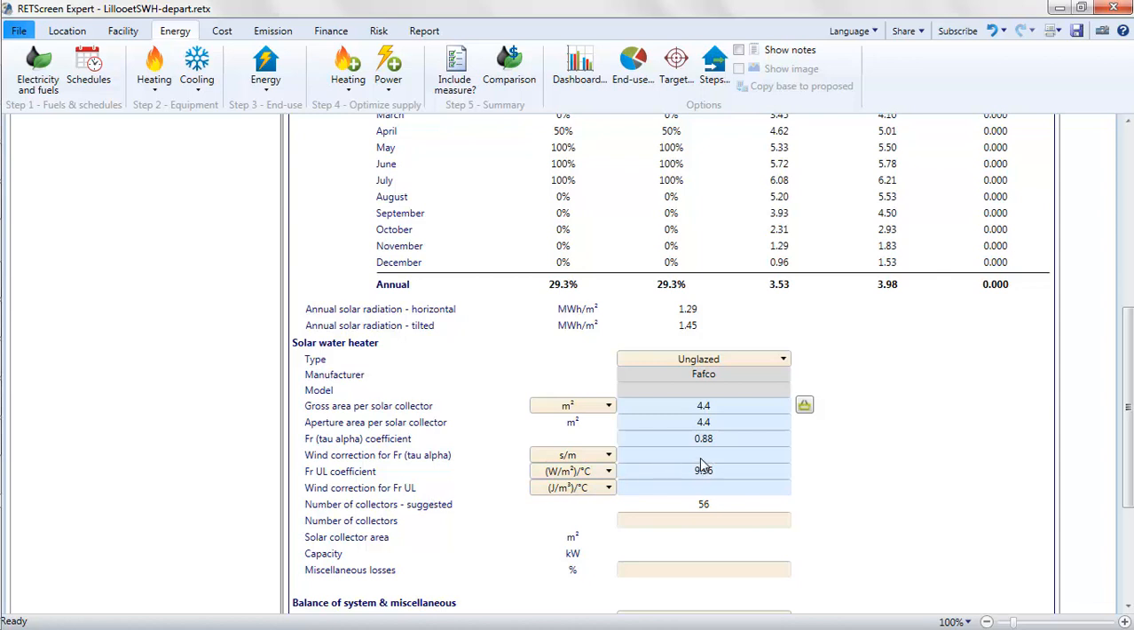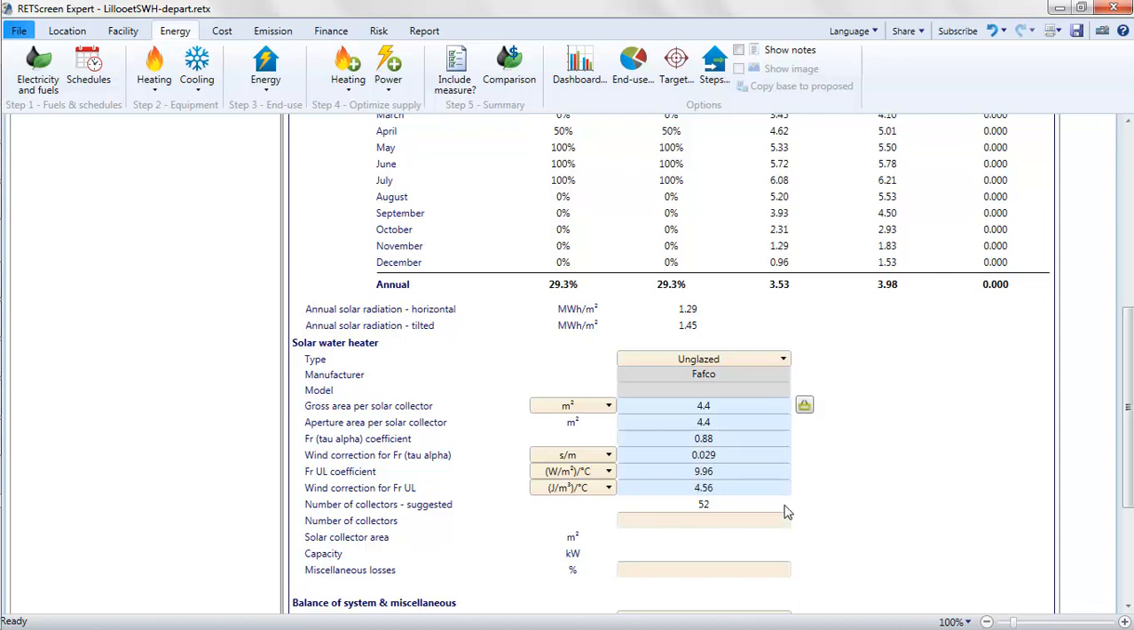The FR tau alpha coefficient describing optical efficiency declines with higher wind speeds by an amount equal to an adjustment factor multiplied by the wind speed experienced by the collector. The adjustment factor for this model of collector is 0.029. The FRUL parameter characterizing thermal losses increases with higher wind speeds by an amount equal to an adjustment factor multiplied by the wind speed experienced by the collector. The adjustment factor for this model of collector is 4.56.